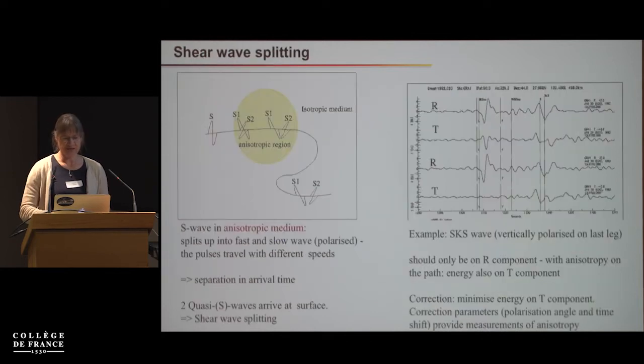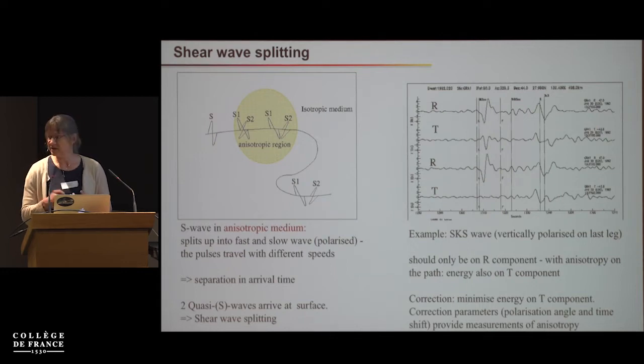And Jean-Paul has already talked about shear wave splitting. So you have the S wave going into an anisotropic region and it will be split into the fast and the slow wave. They travel through this anisotropic region, and as they come out, they keep their polarization and also the time difference, because the fast wave traveled, of course, faster than the slow wave. And we can use this to detect anisotropy and also measure anisotropy.